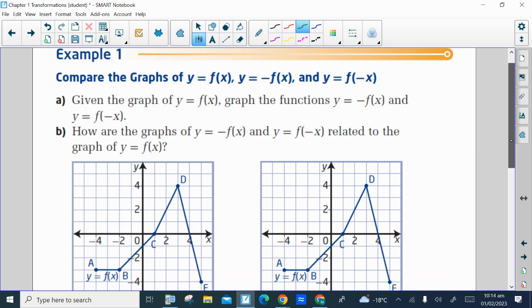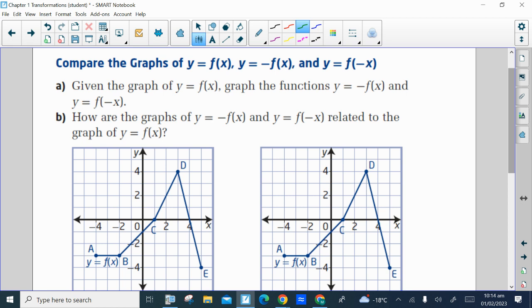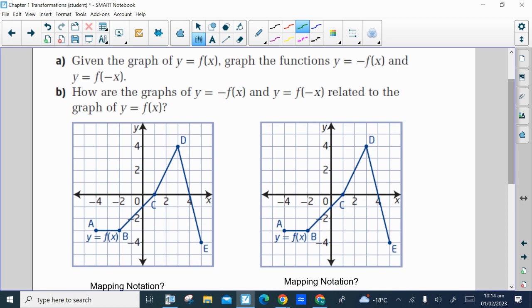So, on the next page, compare the graphs of y equals f of x, y equals negative f of x, and y equals f of negative x. So in these cases, you're given an original graph, y equals f of x. For the first one, we are going to graph y equals negative f of x. This is the negative in front of the f. This means that a is negative 1. And when a is negative 1, you reflect it over the x-axis.